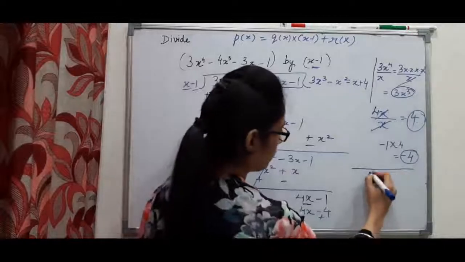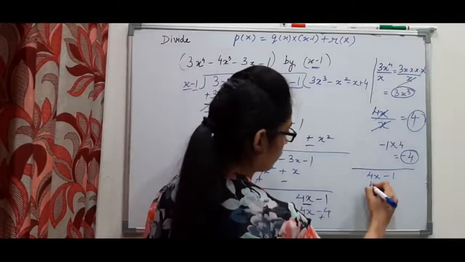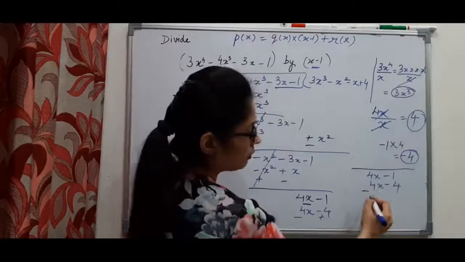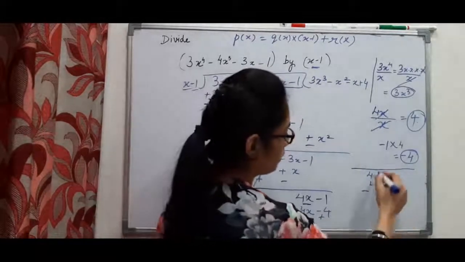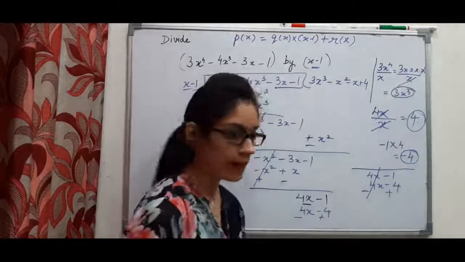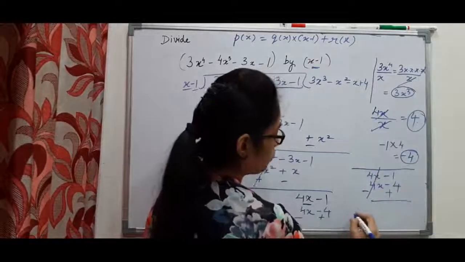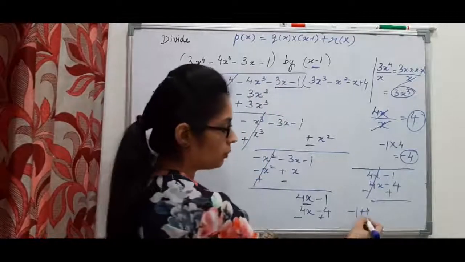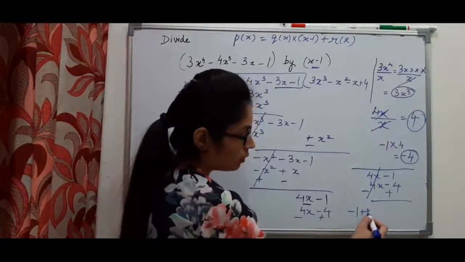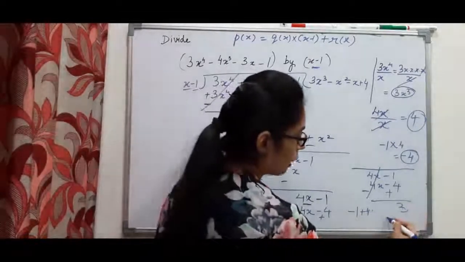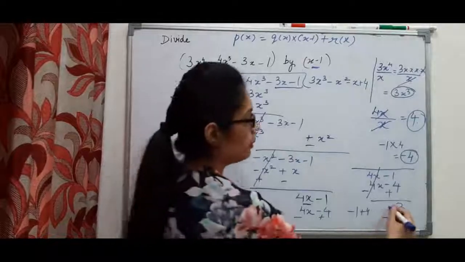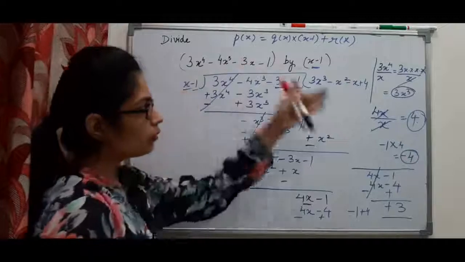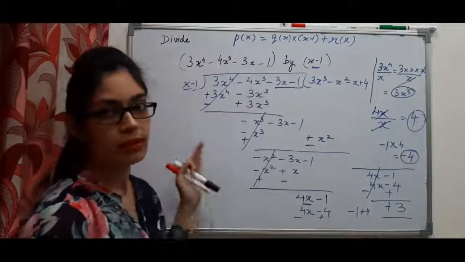This plus will be changed into minus, minus will be changed into plus. So here I will write this 4x minus 1, 4x minus 4. So minus plus will be changed into minus sign, minus will be changed into plus sign. Same terms with the opposite sign will get cancelled, and minus 1 plus 4. Minus plus is minus, the sign which is with the bigger number. So 4 minus 1, it is 3, and with the bigger number the plus sign is there, so it will be plus 3. So your remainder is 3. So this was complete division, or we can say long division.